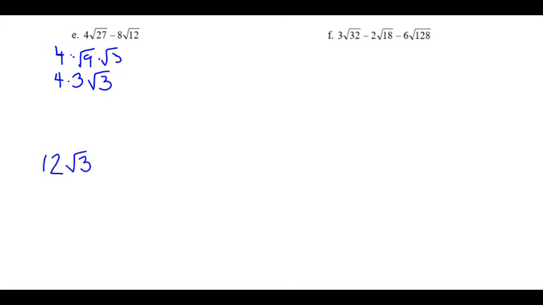And then 12, we'll keep our negative 8. We can break that down to the square root of 4 times the square root of 3. So I'm going to have negative 8 times 2, because that's the square root of 4, times the square root of 3. So we'll get minus 16 square root 3. And it gave us the same radical, so we can do 12 minus 16, which is negative 4. And we'll keep our square root 3.